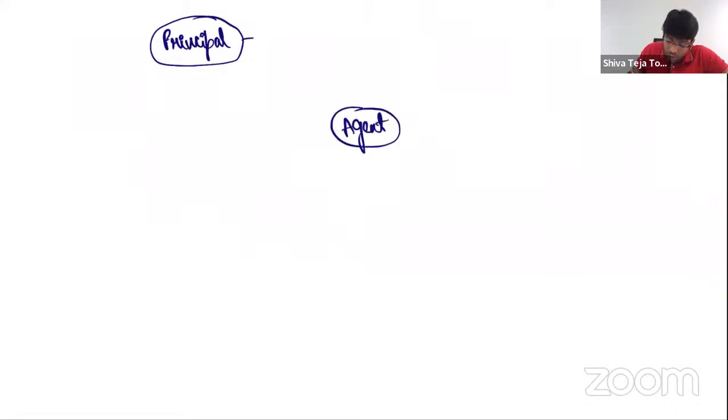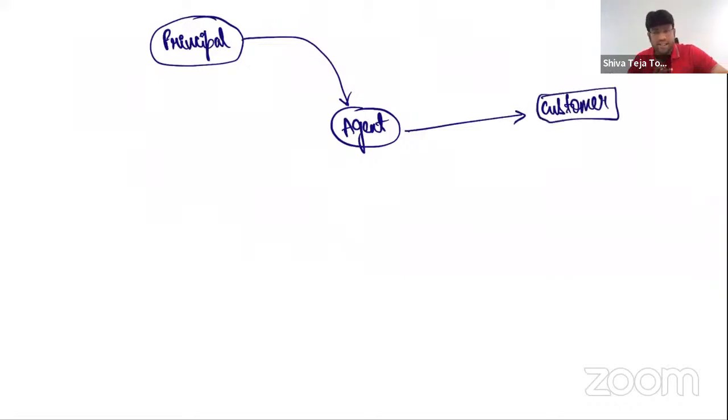Next. Principal and agent, let me tell you a small example. Now, who is an agent? Agent is somebody who supplies goods to the customer on behalf of principal, for which agent will earn commission income. Correct or not?